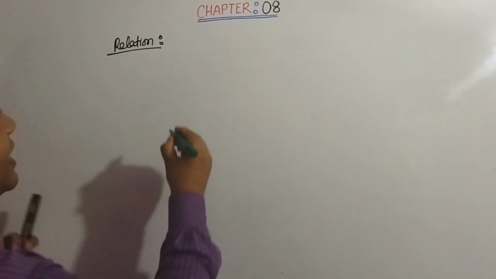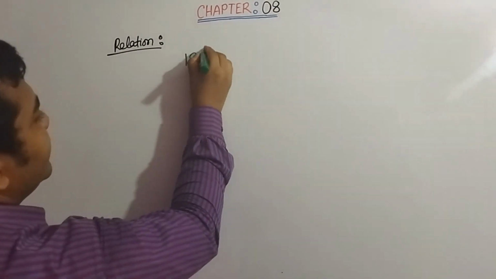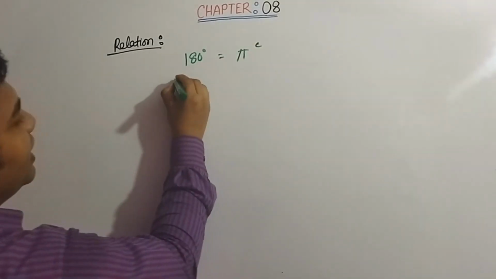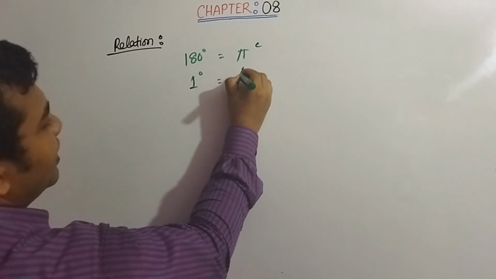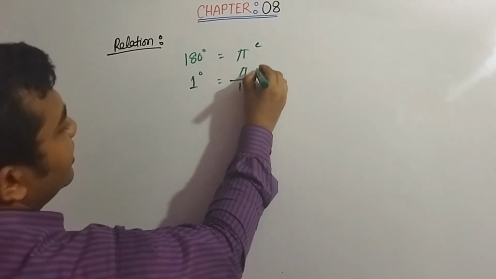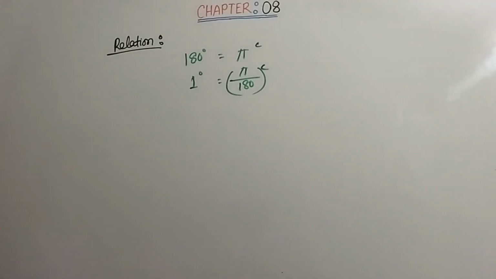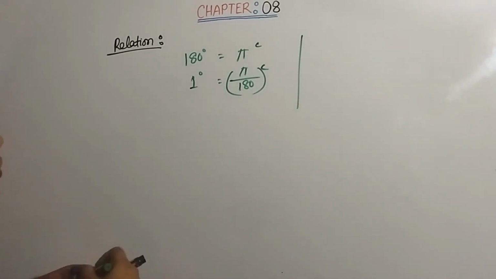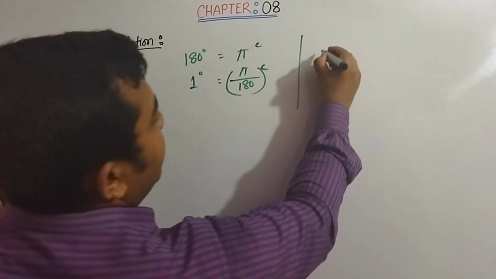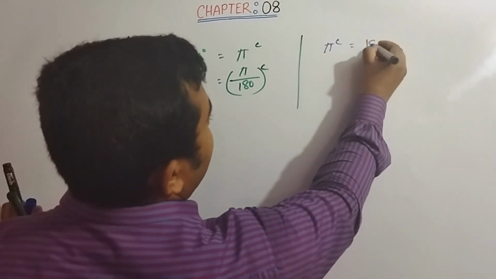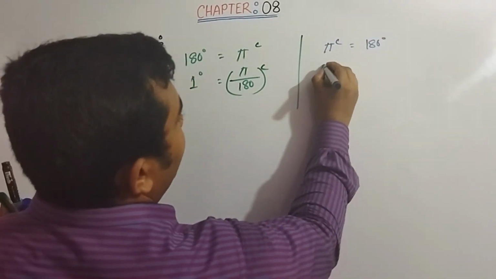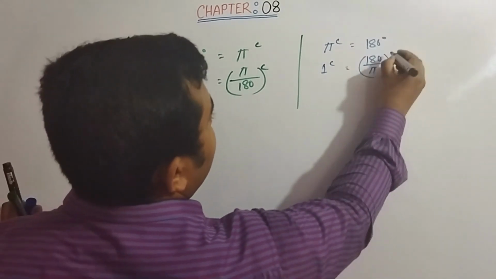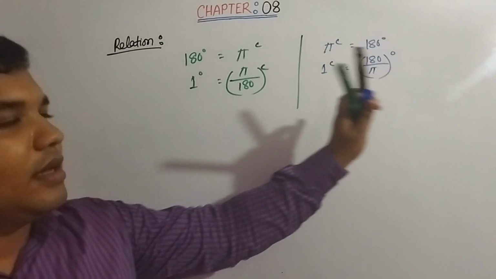We have already understood that 180 degree equals pi radian. So what about 1 degree? 1 degree is pi by 180 radian. Similarly, if we go this way, pi radian is 180 degree, then 1 radian should be 180 by pi degree. So this is the relation.